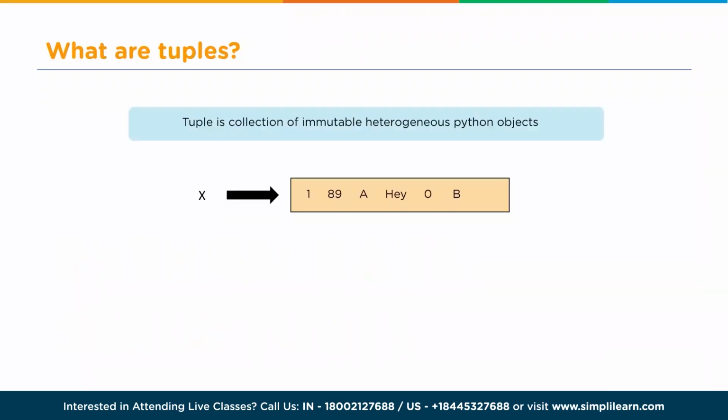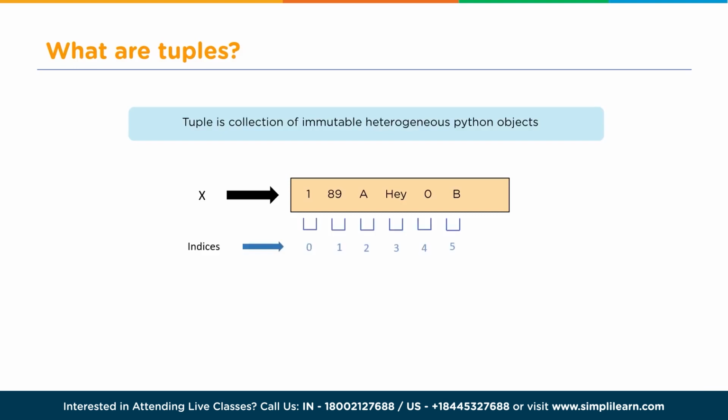So let's begin. What are tuples? A tuple is a collection of immutable heterogeneous Python objects. So the extra term that comes in case of tuples is that they're immutable. Over here, we have a tuple x, and within x, we'll store various elements: 1, 89, a single letter A, which is a string, also a word, which is again a string in Python, and B. As you can see, this tuple may not necessarily be completely filled with integers, floats or strings. It can be a mixture of all of these data elements. That is one advantage we have when it comes to tuples and lists as compared to arrays, because with arrays, you can have only one data type within it.